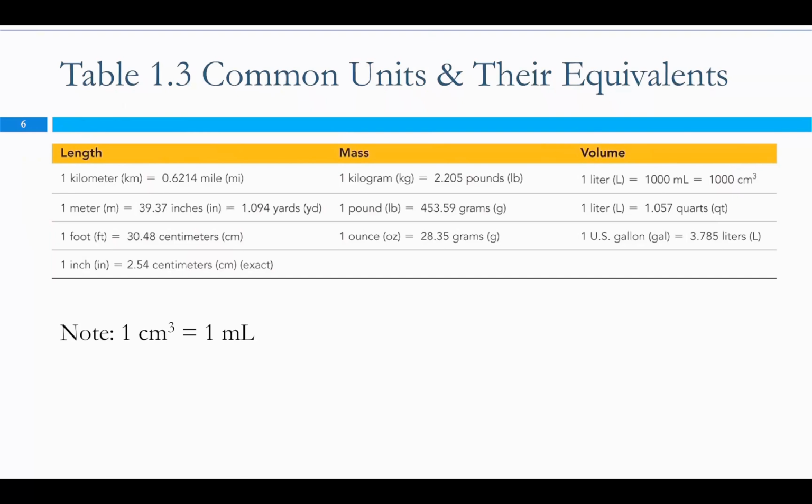So to try and help this, a meter is actually about the same as a yard. A foot is about 30 centimeters. 1 inch, this conversion will probably come up a lot, is 2.54 centimeters. Time, is it 5:50? Oh, we gotta go a little faster. And also on here, 1 centimeter cubed is 1 milliliter.